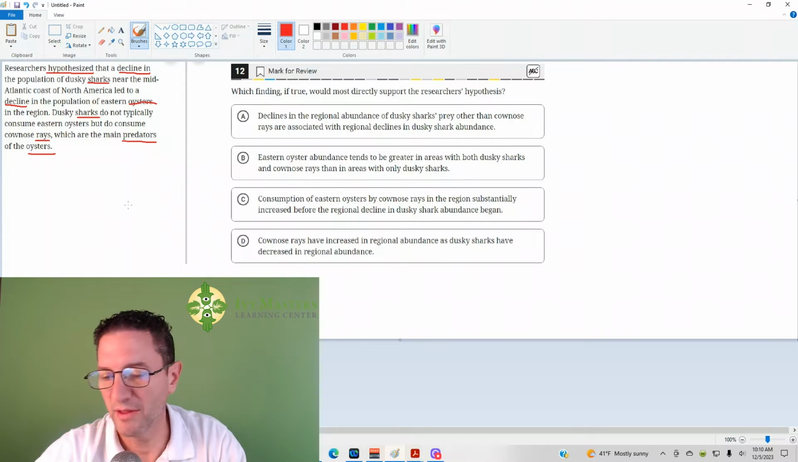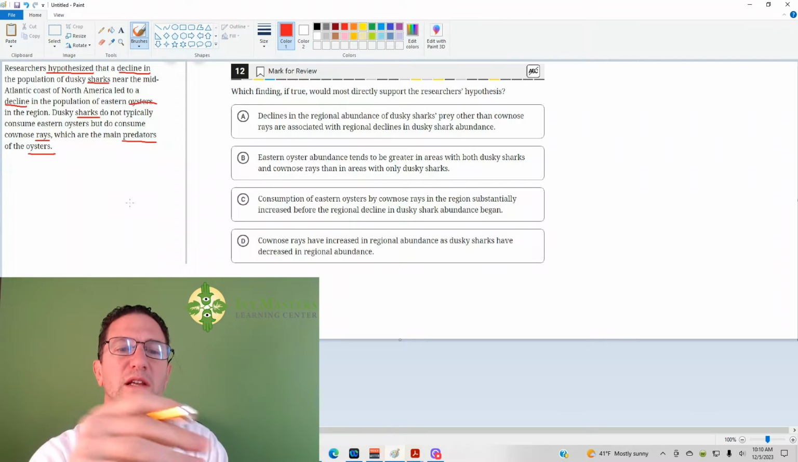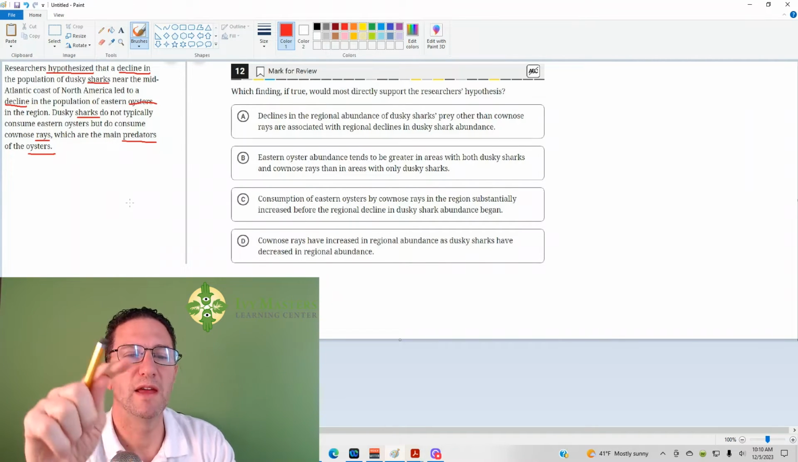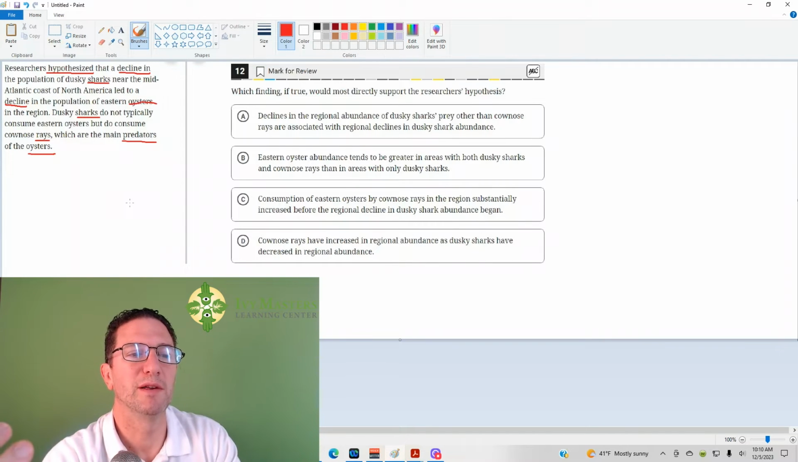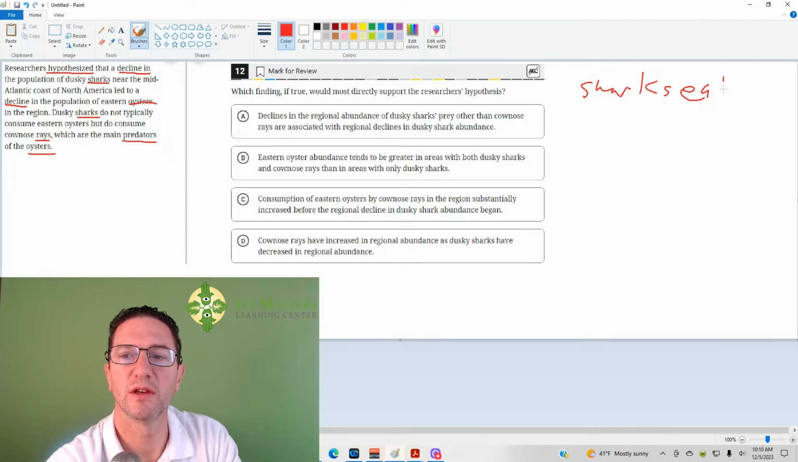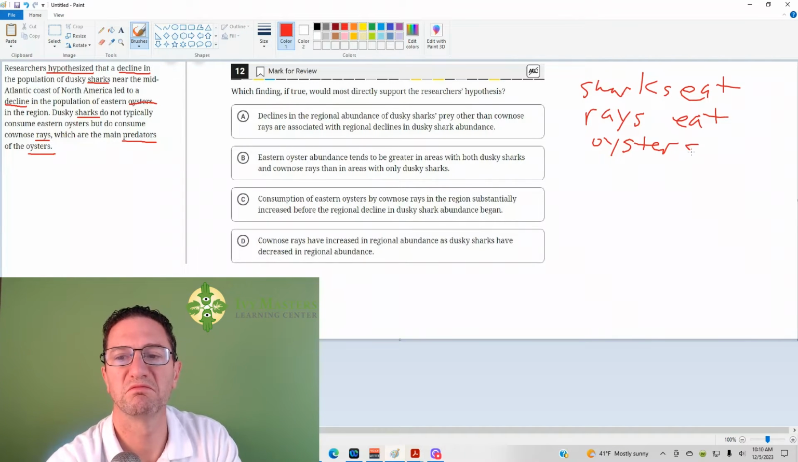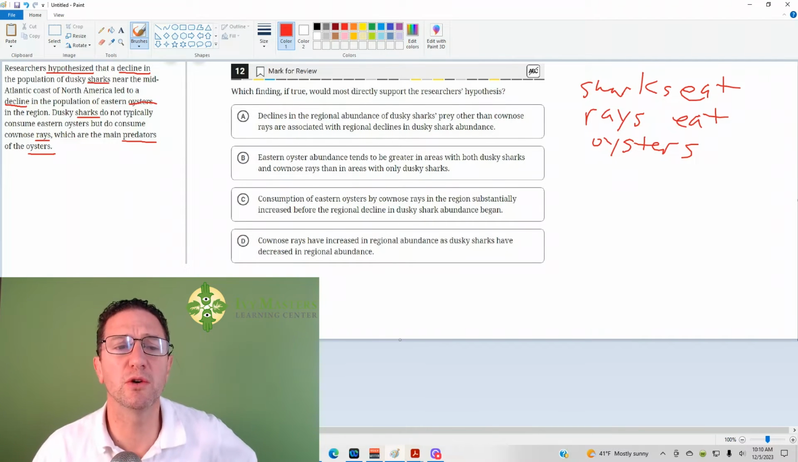So at this point, what you might do, and notice, you could highlight on your SAT, there's this highlighting feature, and then you could type in a little note. So that's great for the digital version. But you would maybe write something like this. You've got sharks eat rays, and the rays eat the oysters. Just to have your information streamlined there. Great. Now we're going to go to the answer choices.